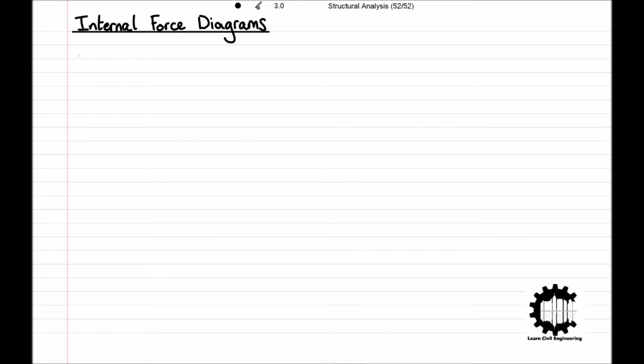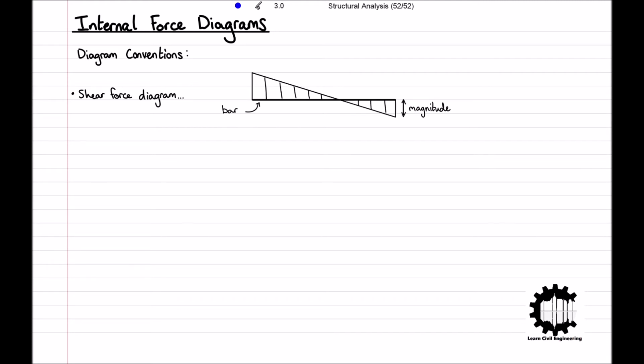When drawing internal force diagrams, it will be important to use the correct convention for positive and negative forces. For structural analysis, it is common knowledge that a shear force diagram is represented upside down, where a positive shear is represented below the bar and a negative shear is represented above the bar.